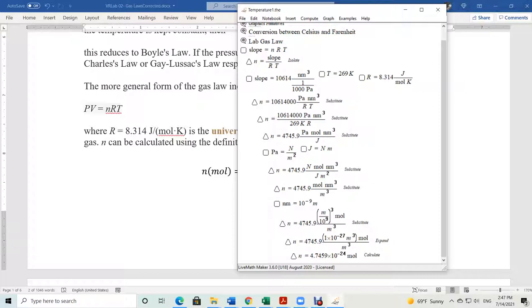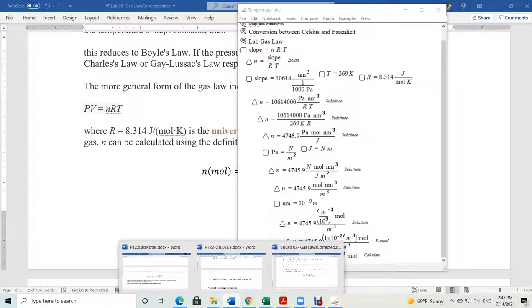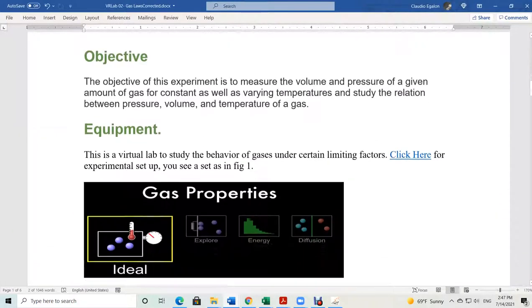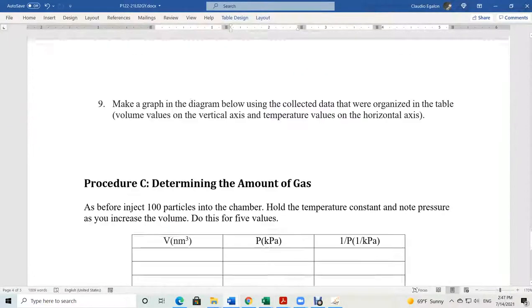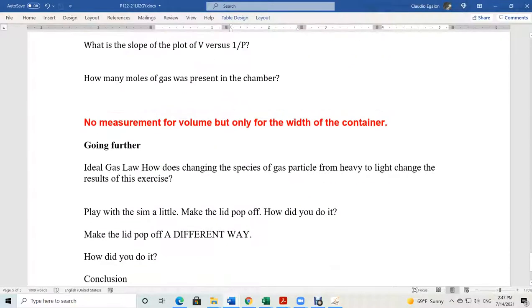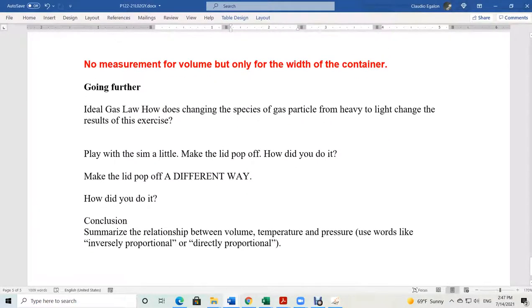This one here, go back, objective, no, that's not what I want. I want this one here, right? We did that. Going further. Ideal gas law.